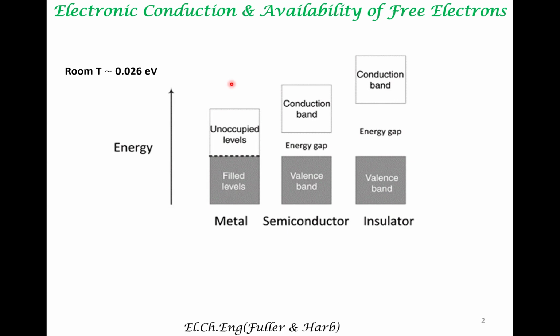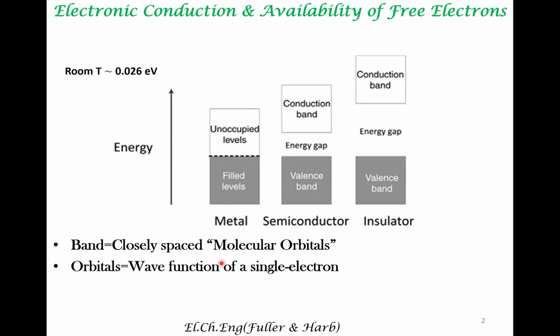Let's move on. Let's also understand what we mean by a band. Here you are referring to a valence band and a conduction band. A band refers to closely spaced molecular orbitals. Again, this has some jargon. What exactly do you mean by an orbital?